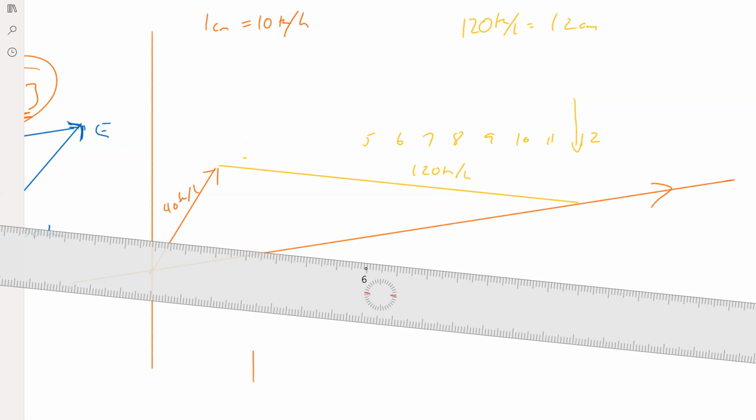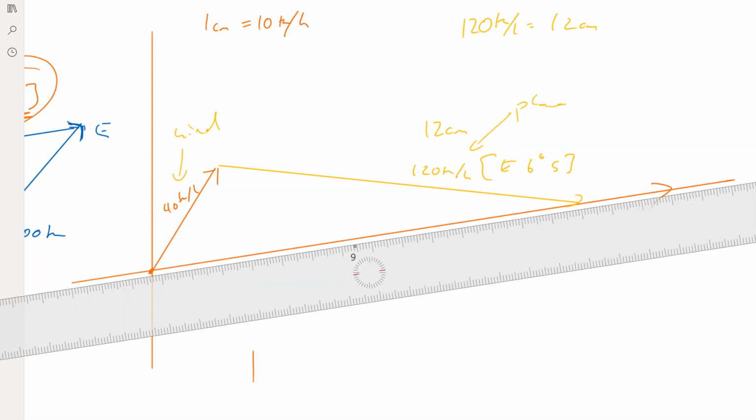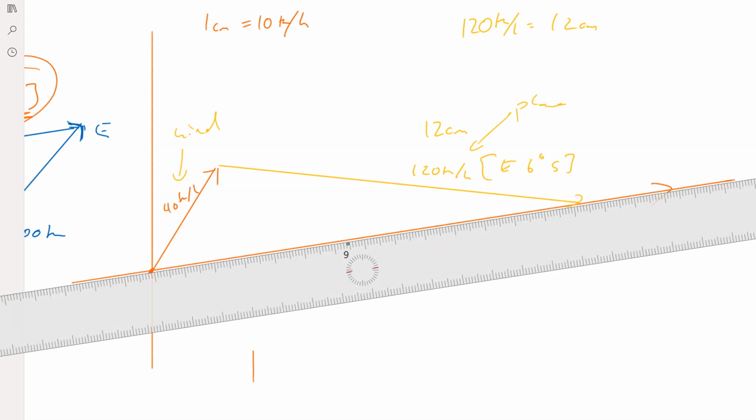You just can't see my hands on a virtual ruler, so I had to point that out. But you'll see now as I have a 12 centimeter line, and it is at an angle of east 6 degrees south. So now when I look at my wind and I look at my plane, this orange line here is exactly how fast I am going when I take into account all of those things.